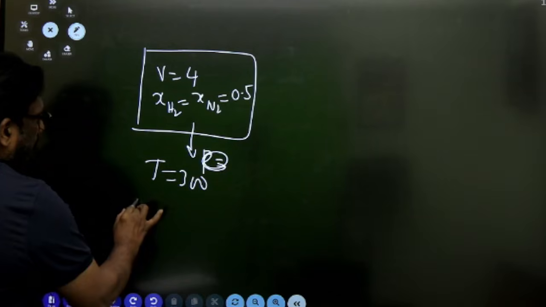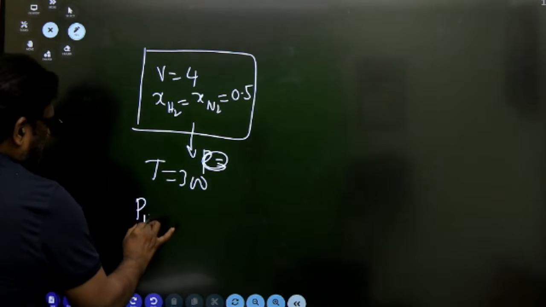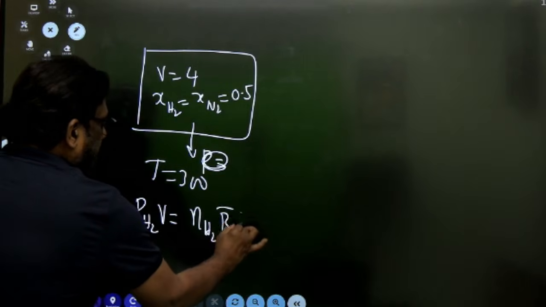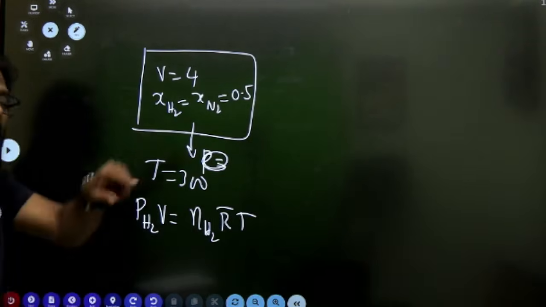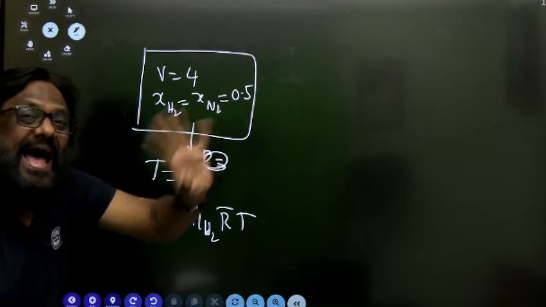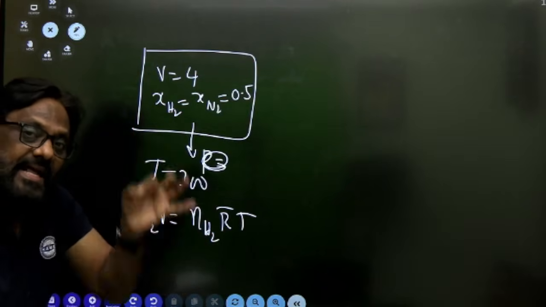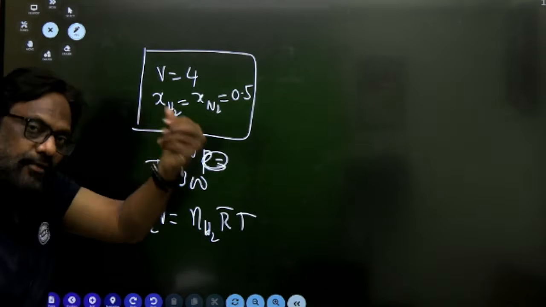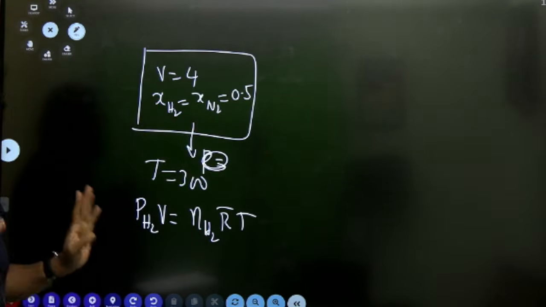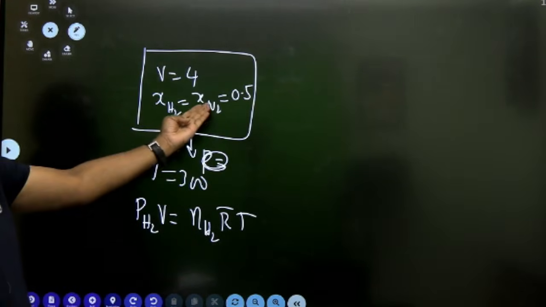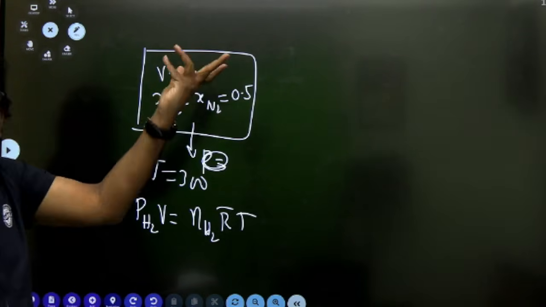Partial pressure of hydrogen times V is equal to N of hydrogen times R bar times T. Why are you using this equation? Because I already know the number of moles of hydrogen, whether it is the initial case or the final case. We are not adding hydrogen, we are adding nitrogen. So the number of moles of hydrogen will remain the same, whatever we calculated earlier. So let us calculate the partial pressure of hydrogen. Once we have the partial pressure of hydrogen, I can easily calculate the total pressure from the mole fractions.